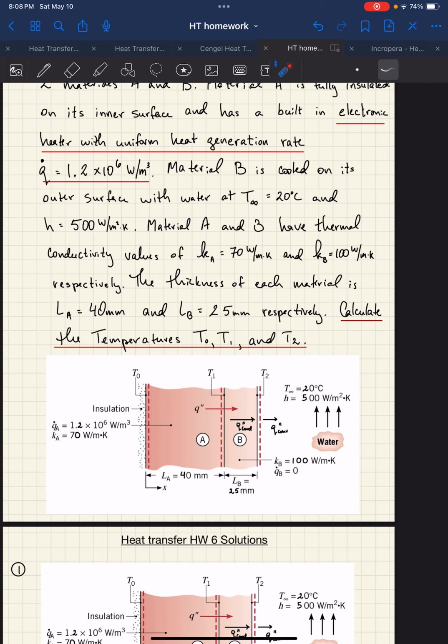And by the way, material A is completely insulated on one side. So basically that means that there's no heat transfer on this side. Think of it as an adiabatic wall. It's basically what it is.